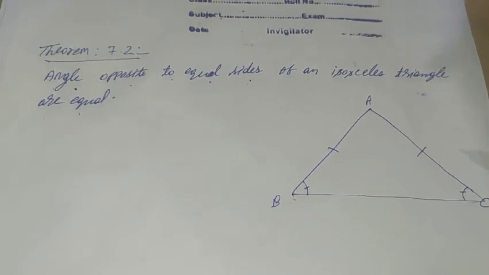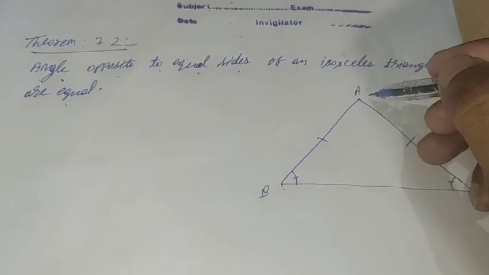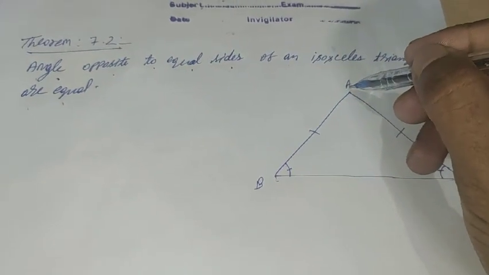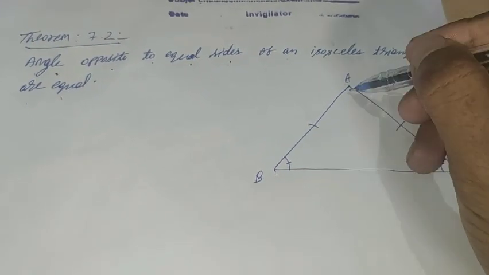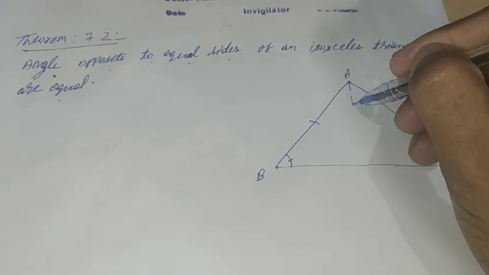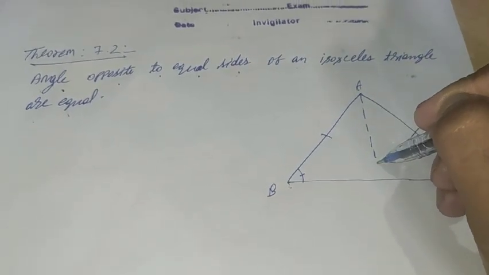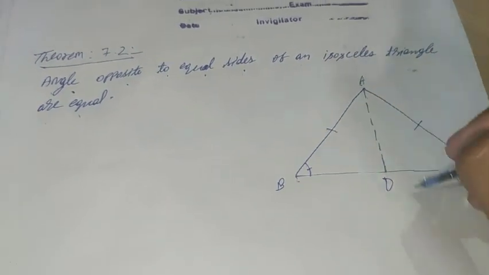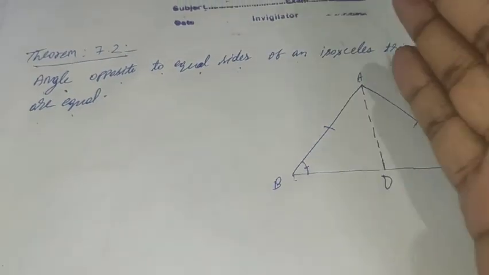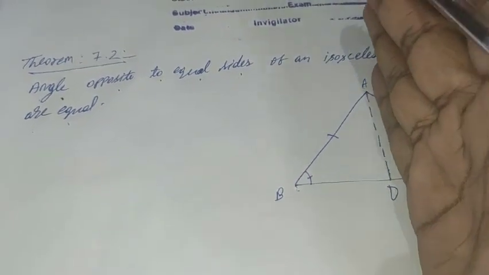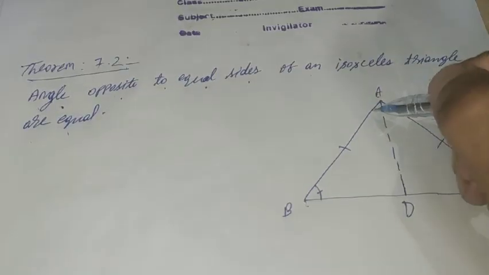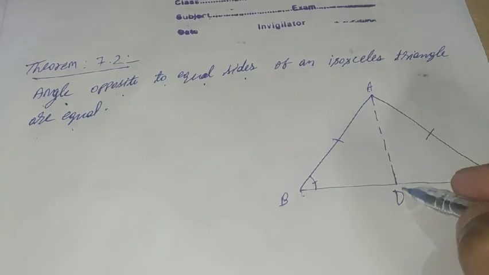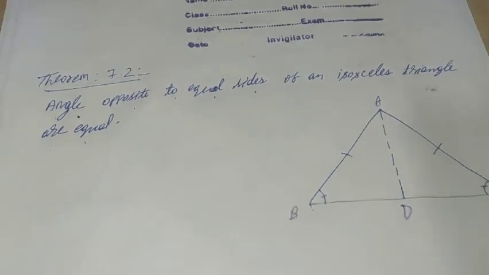In order to prove it, firstly we need to construct a line from A perpendicular to BC. Let me construct it. This is the line AD, perpendicular to BC. We are dividing this triangle into two equal parts. So D is the midpoint of BC.